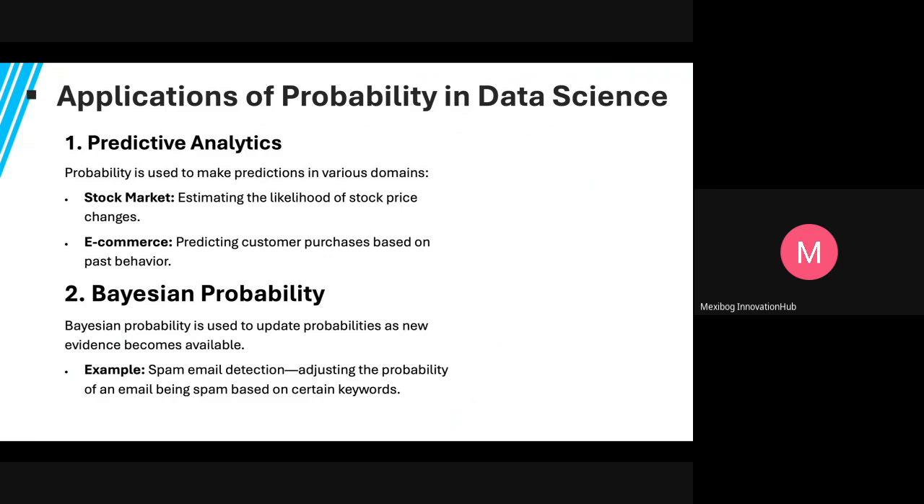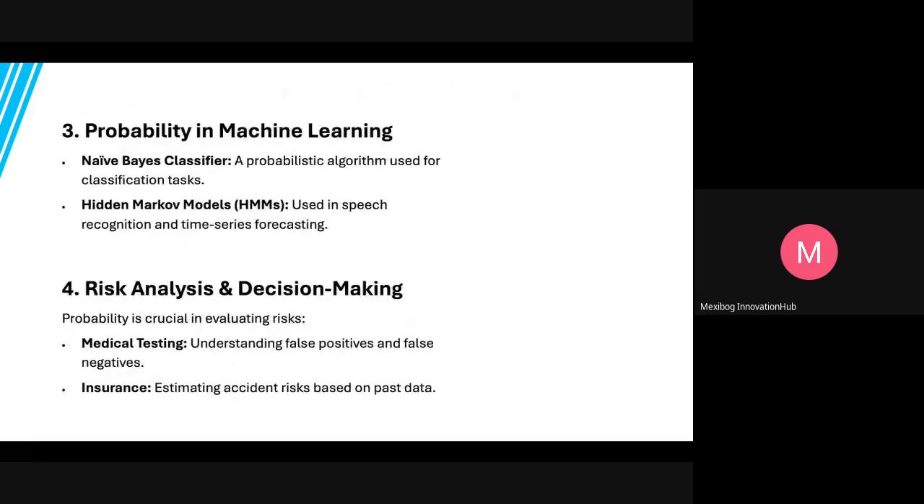Bayesian probability. Bayesian probability is used to update probabilities as new evidence becomes available. So when you begin to have more evidence, the probability is updated. That is Bayesian probability. An example is spam email detection. That is adjusting the probability of an email being spam based on certain keywords. You know, like antivirus manufacturers, they keep detecting new viruses, new trojans, so they keep updating their records. So this works in this kind of domain.